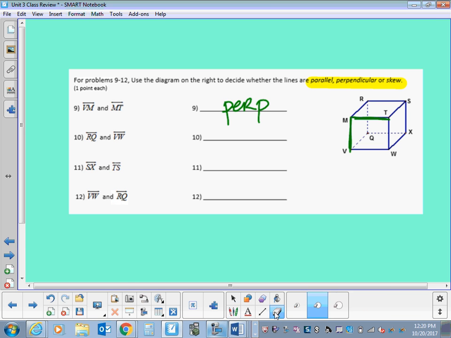And then it says RQ and VW. That is skew. They're not touching, they're not parallel. Next we have SX and TS. They're touching. Yep, perpendicular.